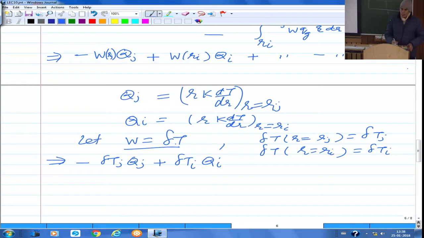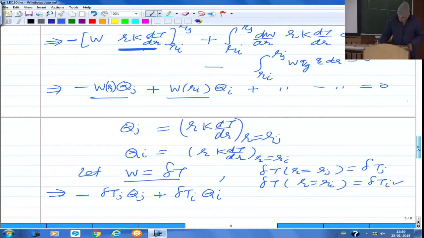W I am taking as delta T. So now W at Rj would be delta T at r equal to Rj. That I am denoting as delta Tj. That is the variation in temperature at j and the variation in temperature at i. So this is now the first term, this is the second term, then you have the integral terms.